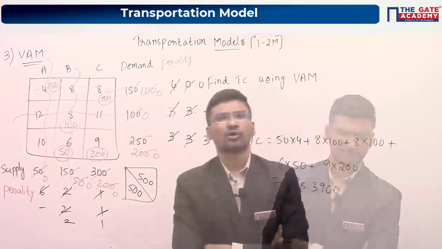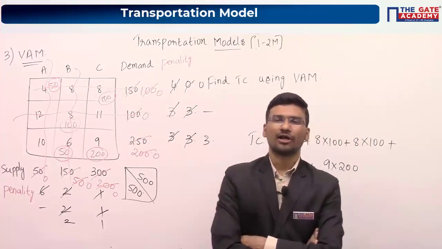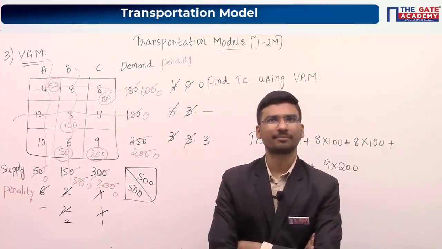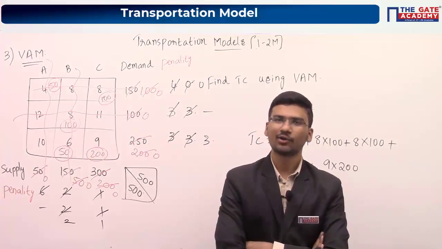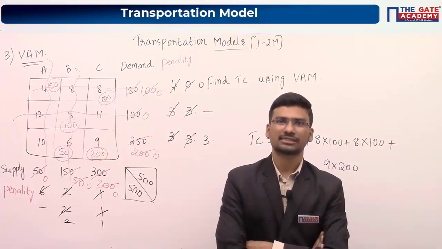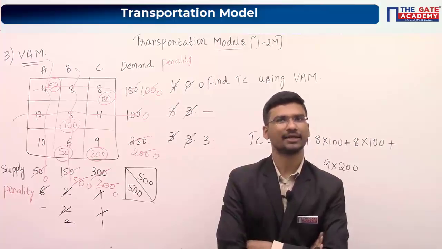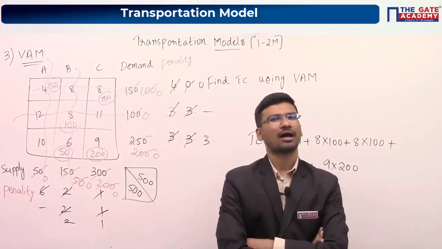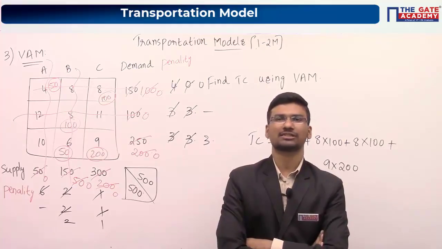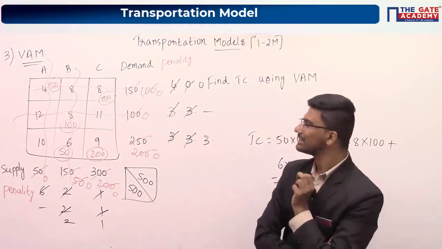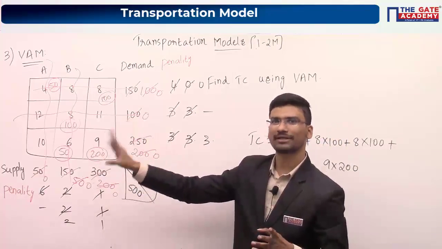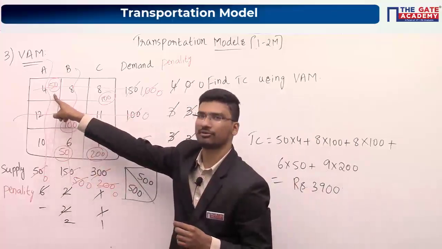Second point: go to the maximum penalty row or column and allocate in the minimum cost cell. See, the meaning of this statement is, if the maximum penalty is present in a column, then go to that particular column and allocate in the minimum cost cell.